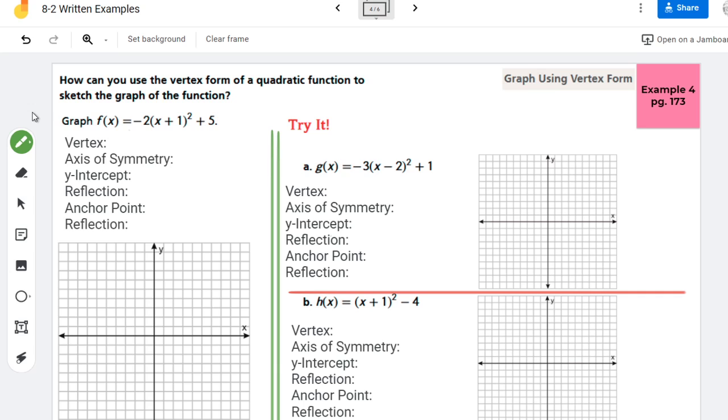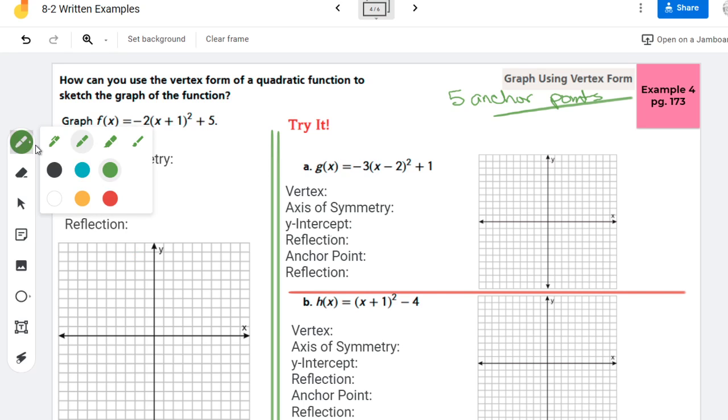So understand, when we go to graph a quadratic, we always want to graph using 5 anchor points. We need at least 5 points to determine that something's a quadratic, or to determine that the graph is accurate. Now, some of the key points, like we always want to graph our vertex every single time. So that's always how I'll start, and then I'll find other key parts of it.